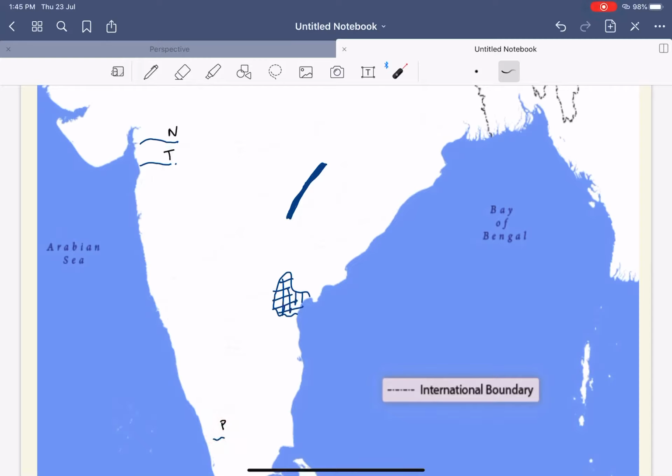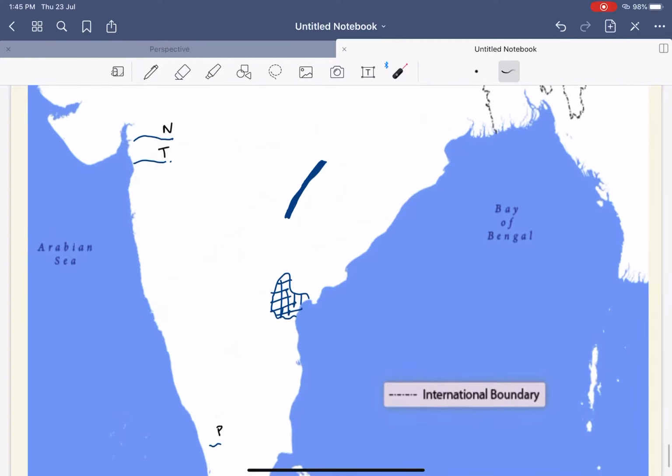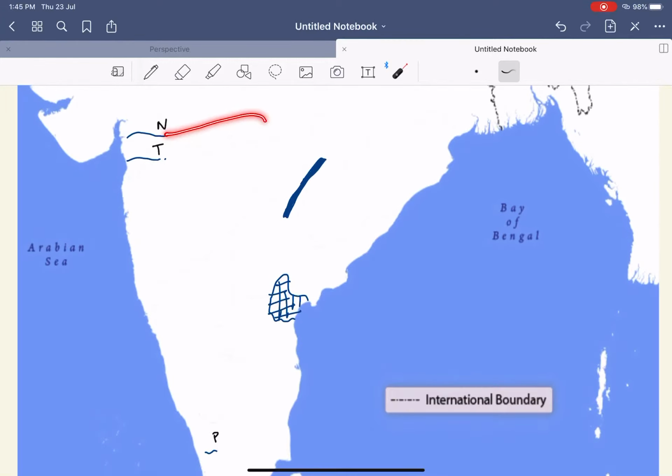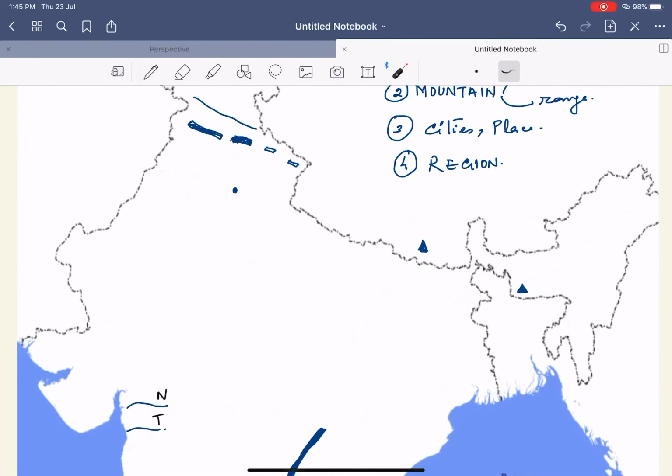Now this is something that you have to keep in mind. If the question is on Periyar, you cannot make it so long. That would be completely wrong. Similarly, if it is Narmada, you can make it long up to here because we know that the Narmada rises from Amarkantak. But still I would say maintain this much only, not more than that. This is how you make the river.